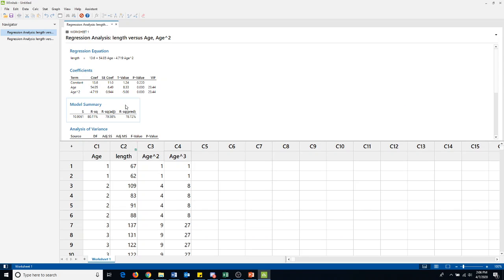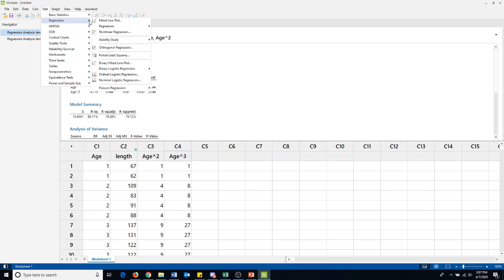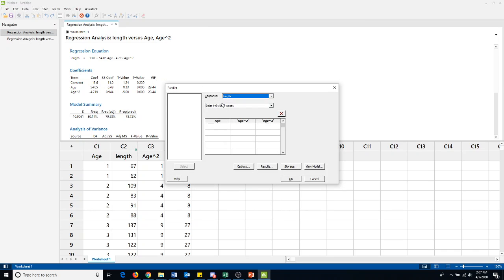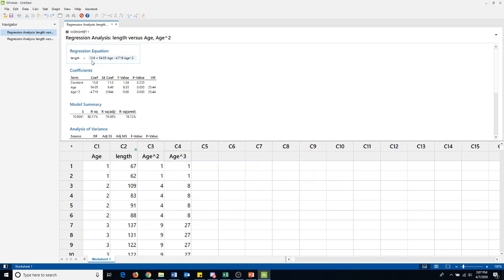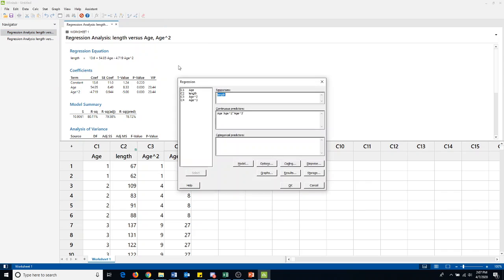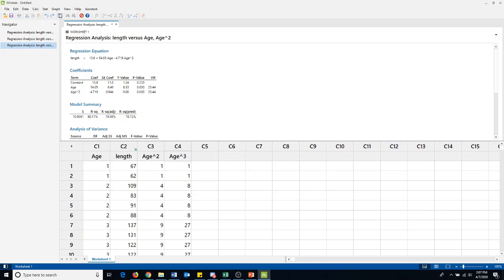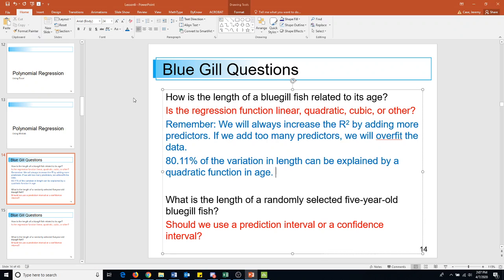So we go to our model, and let's make sure that we're in the right one. And we're just going to do the same sort of deal as before. We're going to predict, I got the wrong one because this is age h squared, so I better go back and redo my regression model and get rid of h cubed. Again, what I want to do is have a 5-year-old. What's the estimated length of a 5-year-old? Let's actually go back to that question.